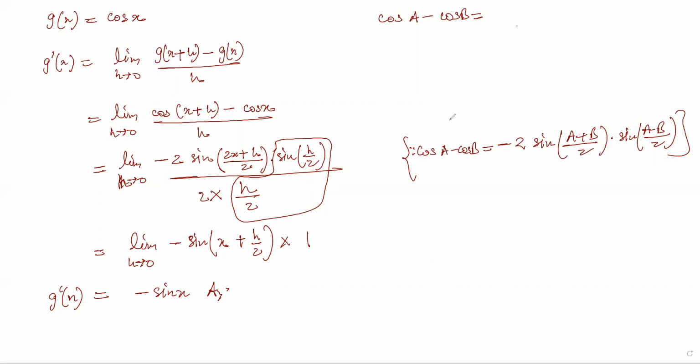What if it's like 0 minus limit h approaches 0 sine x? Is the final answer negative sine x? Yes. I mean, why not? If you put h as 0, you will get x plus 0, right? Which is again the cos (x plus y) formula, yeah, that is also correct. That we have done in the first case. That is why I wanted to show you this approach. You could have done it in either way.